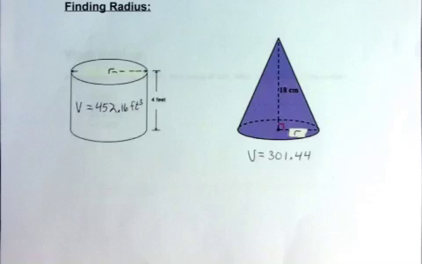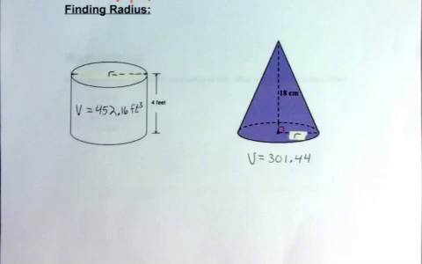Okay, now the more difficult ones are when you're actually trying to find the radius or the height. So in these next two, we're going to be looking for the radius. Now, if that is the case, they are going to give you the volume. Here the volume is as follows, and in the cone, the volume is as follows. So go ahead and write down the formula for the cylinder. Volume is pi r squared h.